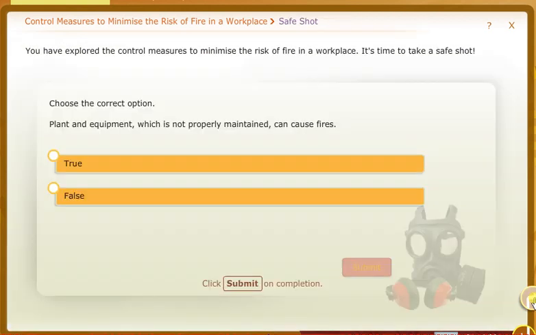You have explored the control measures to minimize the risk of fire in a workplace. It's time to take a safe shot. Choose the correct option. Plant and equipment which is not properly maintained can cause fires.